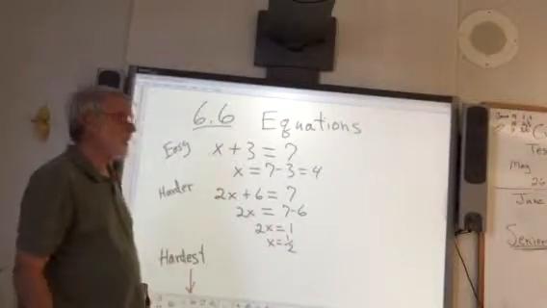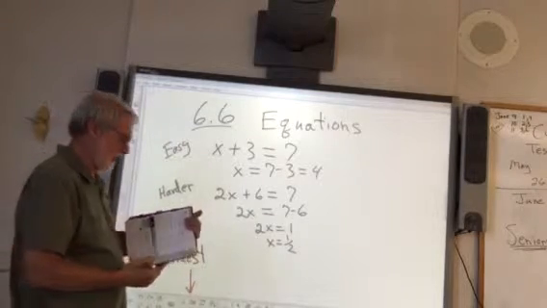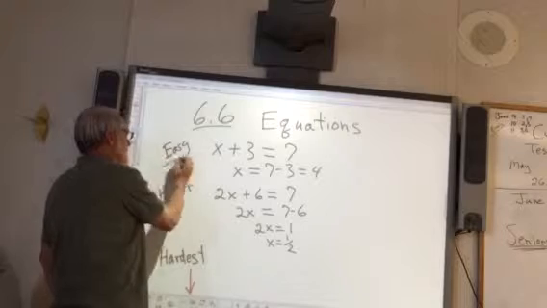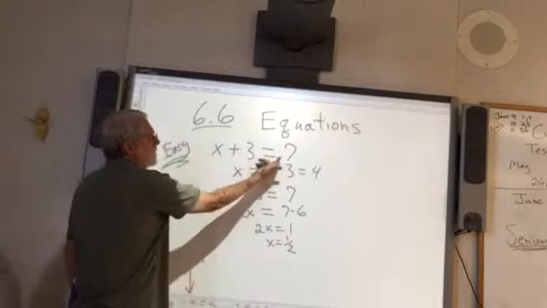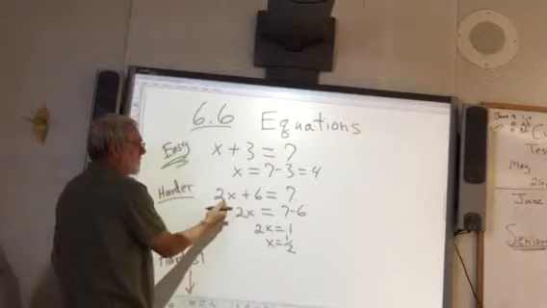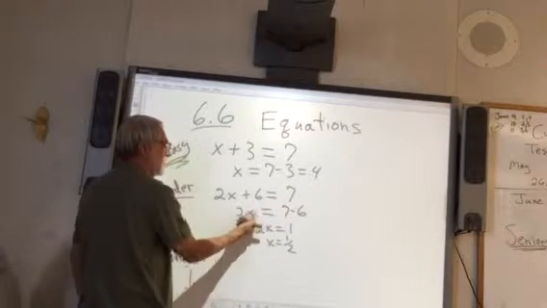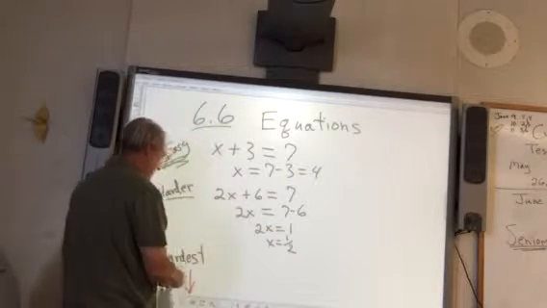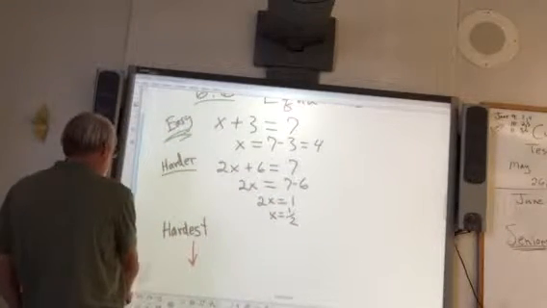6.6, equations. The whole thing's equations, right? Equations involving rational expressions. So this is the easy stuff. Everybody can do this. x plus 3 equals 7, subtract 3, x equals 4. A little bit harder. 2x plus 6 equals 7, 2x equals 7 minus 6, 2x equals 1, x equals 1/2. But yes, there's a hardest one.